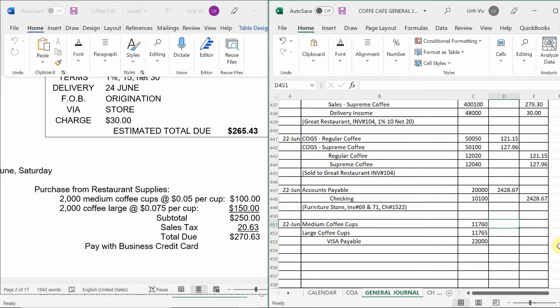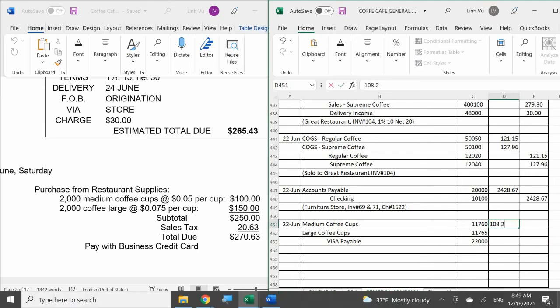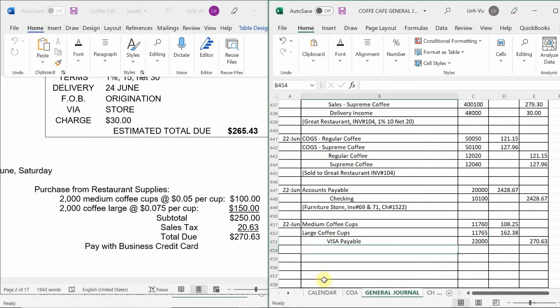And how much tax do you get from that? 825. Good, right? 825. And then this equals 270.63. $162.38. Okay. The note, you just put restaurant supplies.